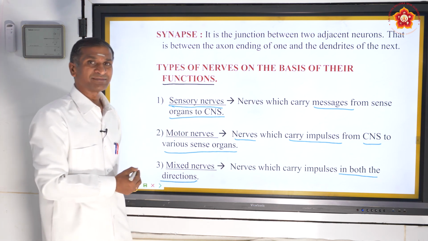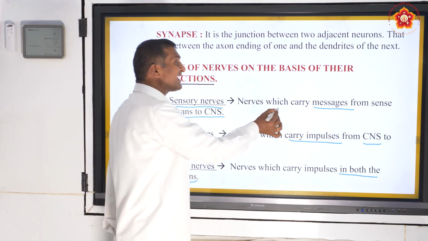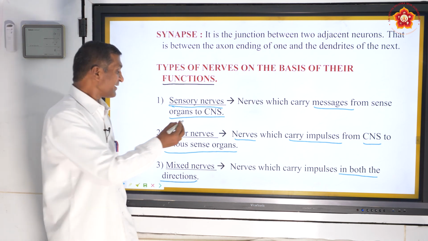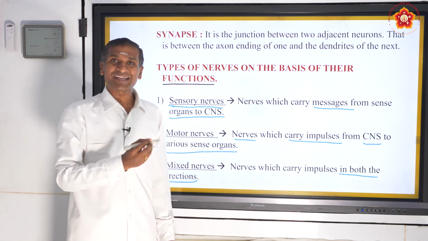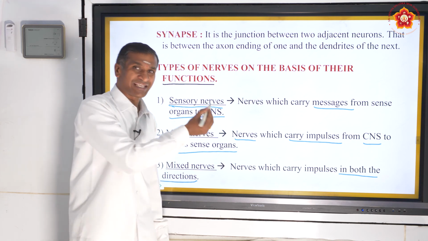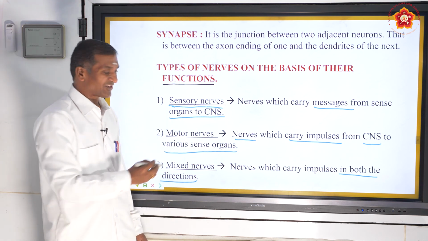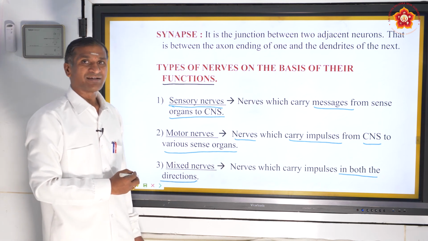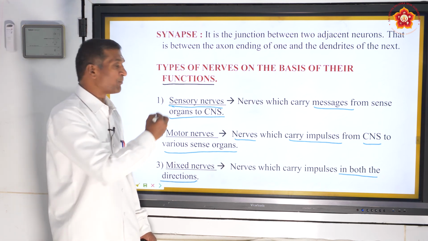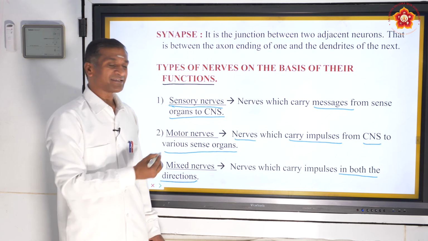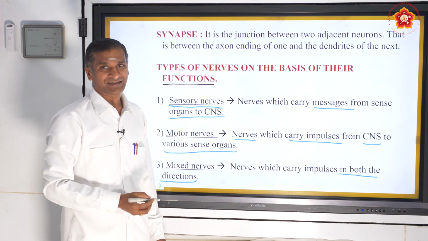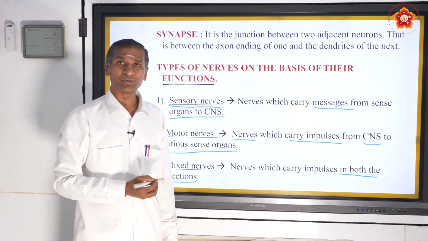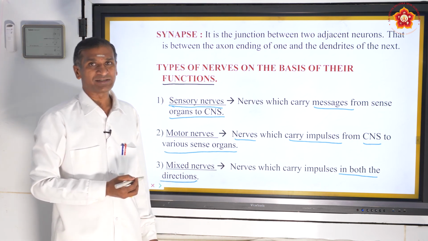Sensory nerves carry the messages from sense organs to CNS. Motor nerves carry the messages from CNS to sense organs. Whereas mixed nerves act both as sensory nerves as well as motor nerves. And these mixed nerves are found only in the spinal cord.